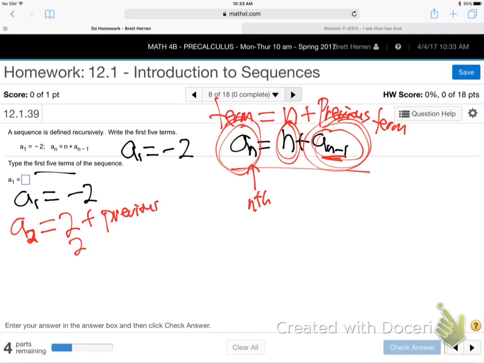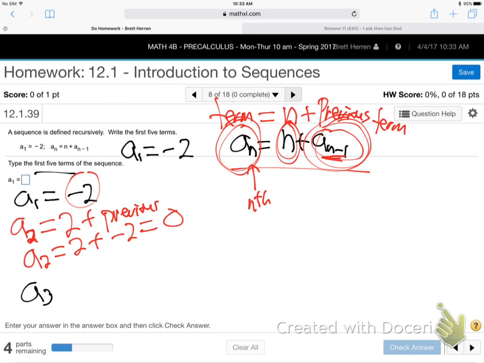So that would be what? So a sub 2 will be 2 plus, what was the previous? Minus 2. So a sub 2 is 0. A sub 2 is 2 plus the previous term. Previous term is negative 2. Does that make sense there? Try a sub 3. See if you can find a sub 3.